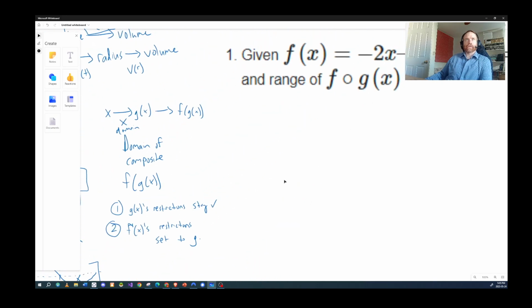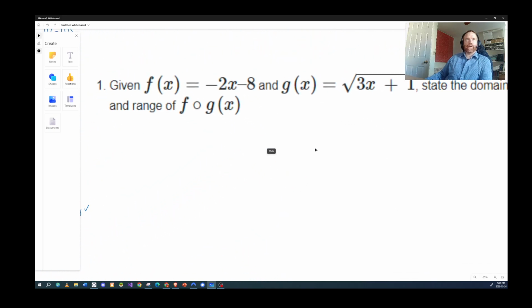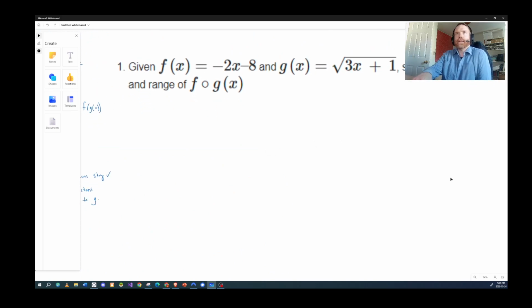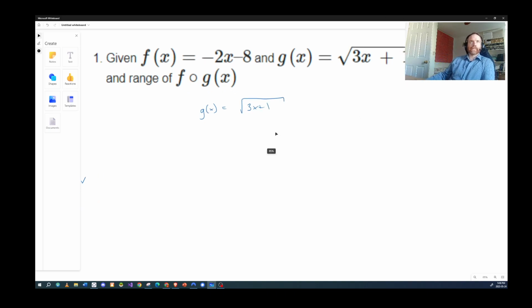So let's take this first one. It says f of x is a linear function and g of x is a square root. State the domain and range, so it's asking for the range too, I can talk about that as well. The domain and range of f of g of x. Alright, so the inside function is g of x, and it has a root 3x plus 1. Okay, that is the inside function.